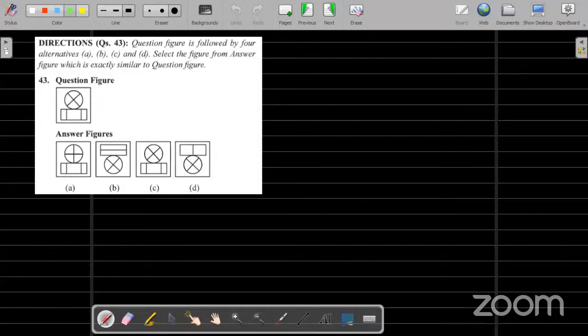So read the direction. Then you will be able to identify the type of question. Question figure is followed by 4 alternatives A, B, C, and D. Select the figure from the answer figures which is exactly similar to the question figure. That is something a first standard student can answer. Such a simple question it is. I don't know what to say. You all might have got the answer, right? It is option C.